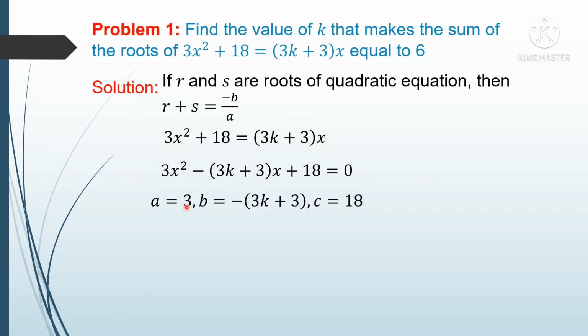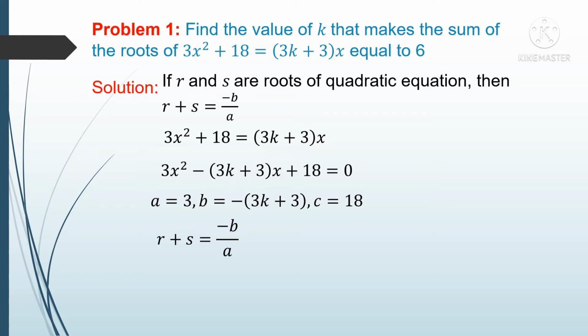So the value of a is positive 3, which is taken from the coefficient of the quadratic term, meaning the number beside x squared. The value of b is the coefficient of the linear term, or the expression or number beside x. And our c is the constant, meaning the number with no variable beside it. Okay, so you have 18.